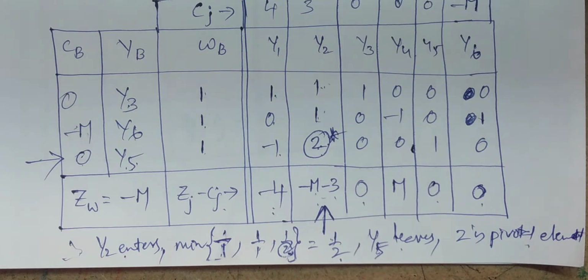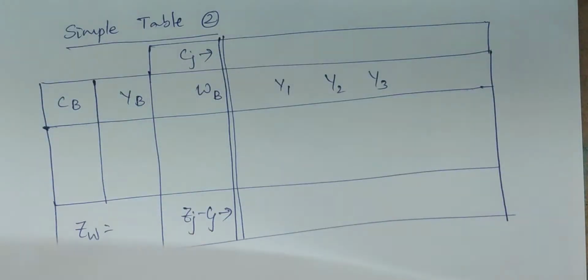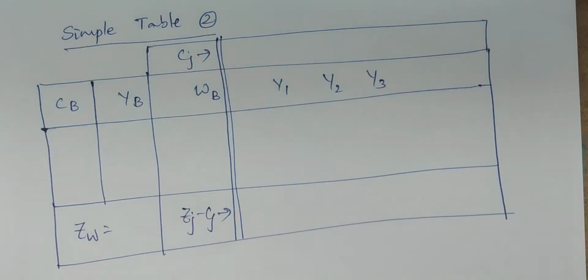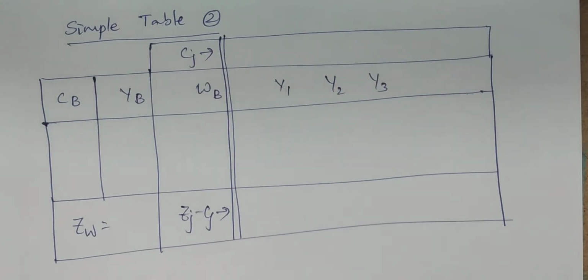Now what we have to do in the simplex table: you have to enter into simplex table 2, and there you have to make the changes as y5 leaves and y2 enters. I am coming to simplex table 2. That exactly is this particular column, simplex table 2. We are in simplex table 2. What changes are required in simplex table 2?